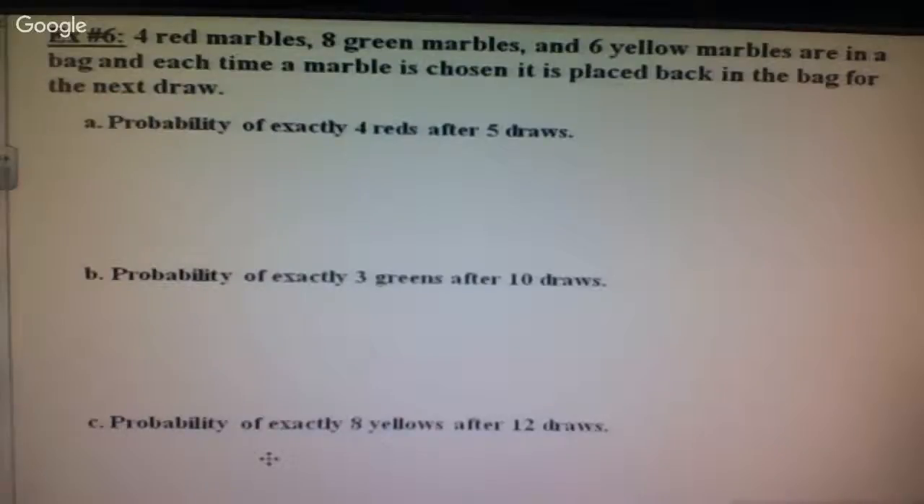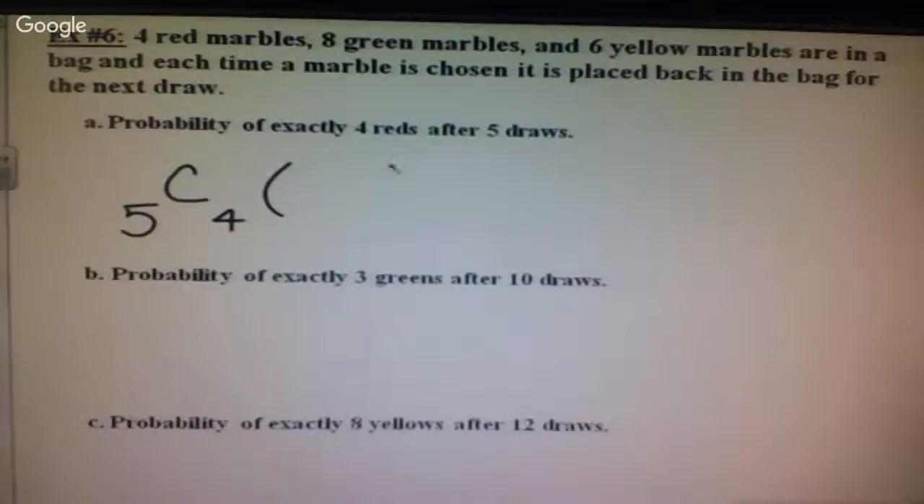I want exactly 4 reds out of 5 draws. So how do I write that as a combination? Would it be 4 or 5? It'd be 5. 5C4. I'm doing it 5 times. I want 4 of them.